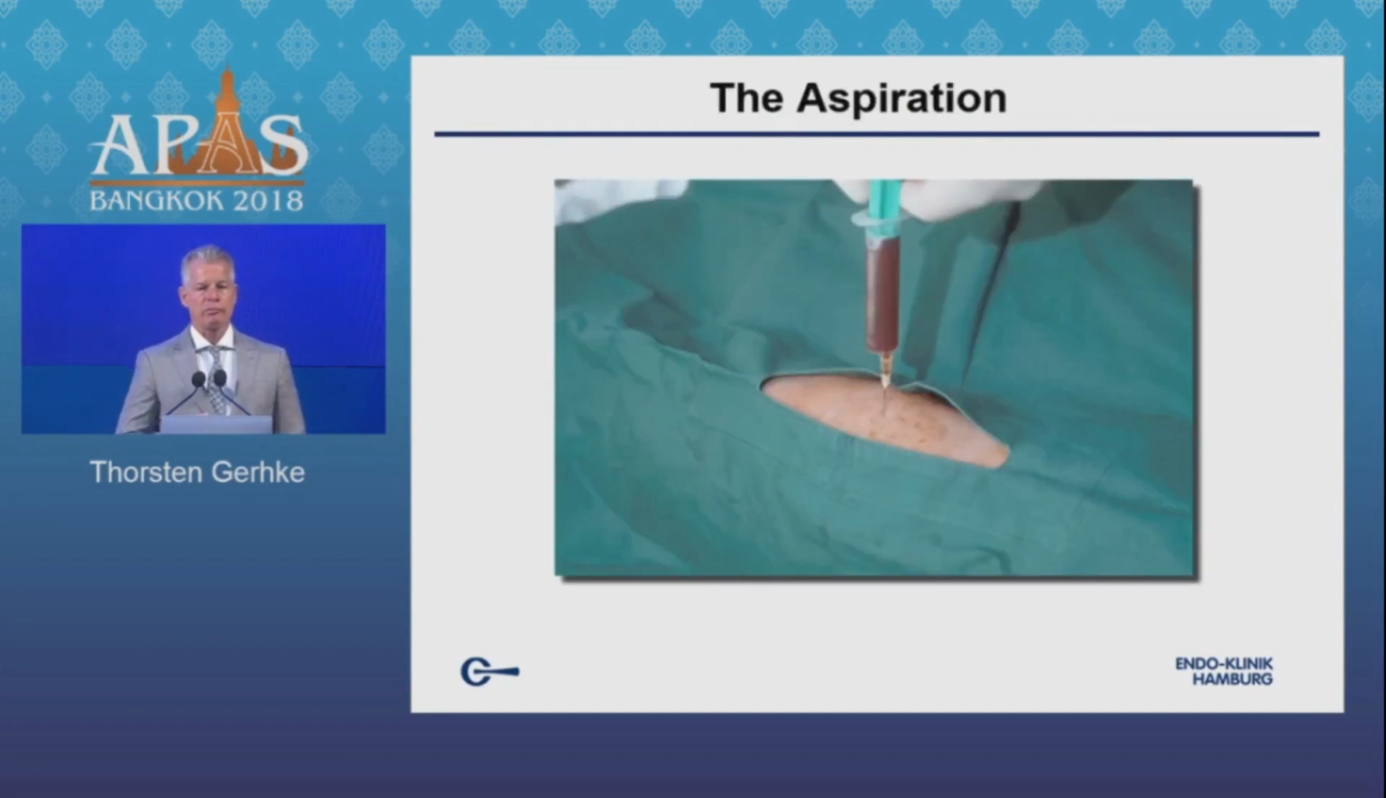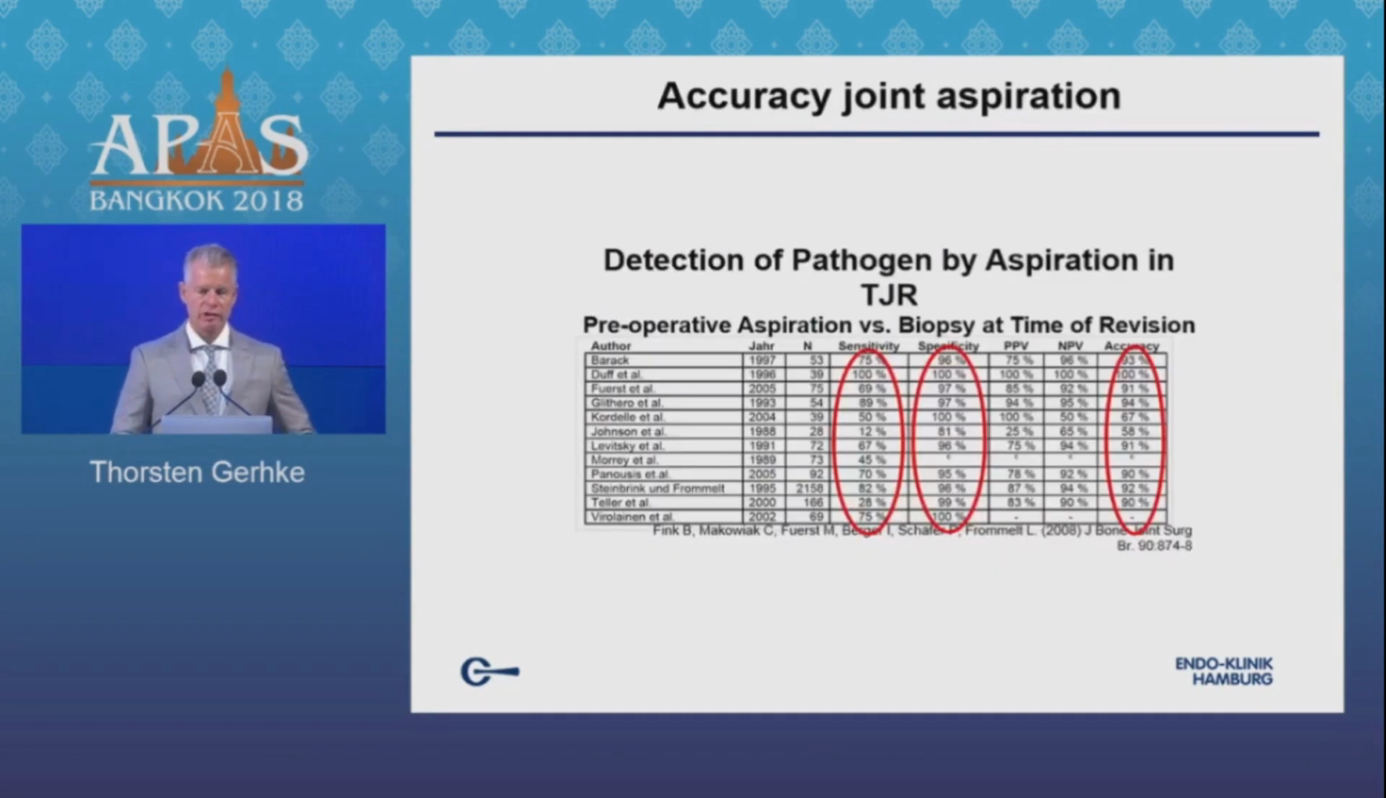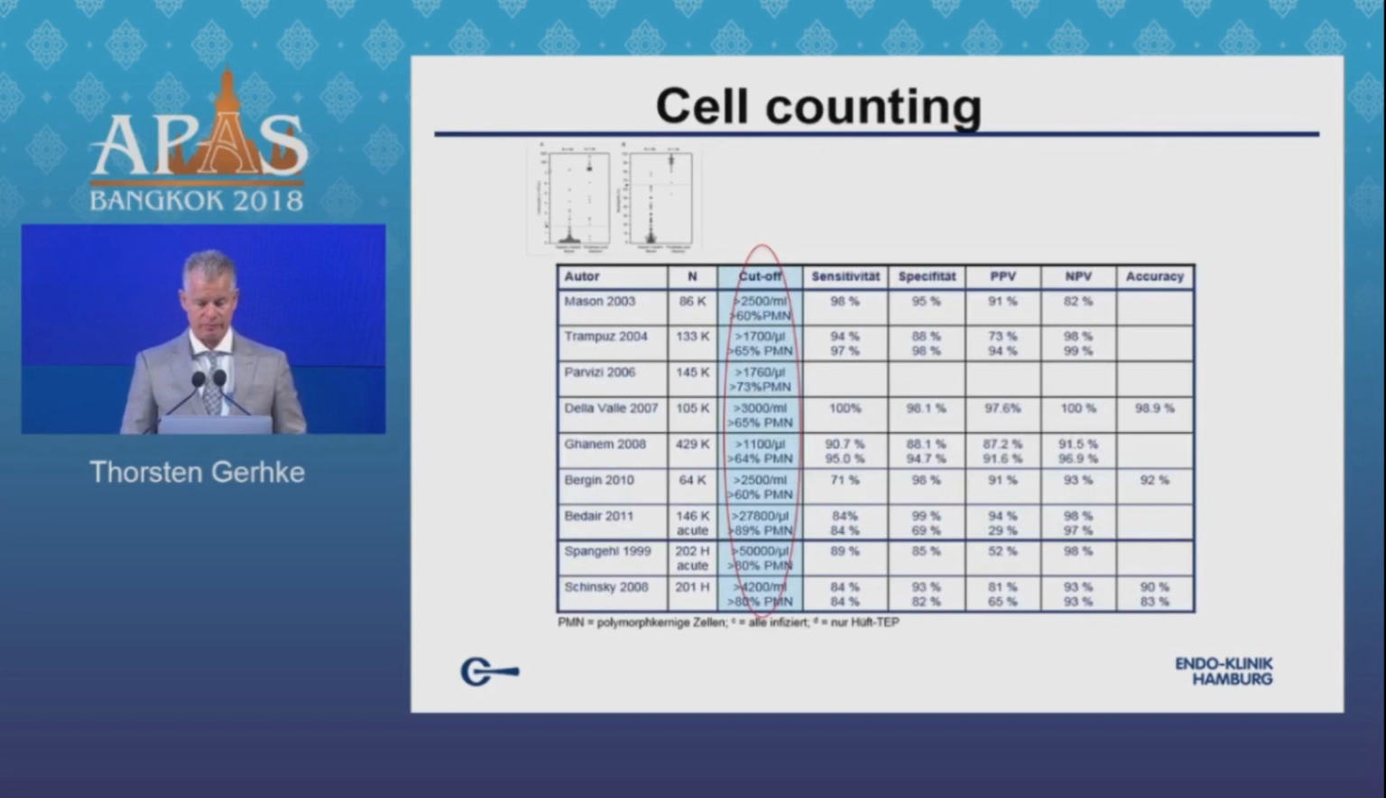So in the majority of our cases, we came up with synovial fluid, diagnosis of the synovial fluid. Unfortunately, microbiology is not really successful. On average, all over the world, the chance to find the germ by culture is about 60 to 70%, which is not very satisfying. Cell counting is much better, of course.